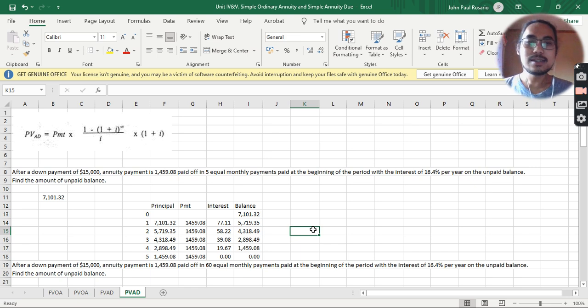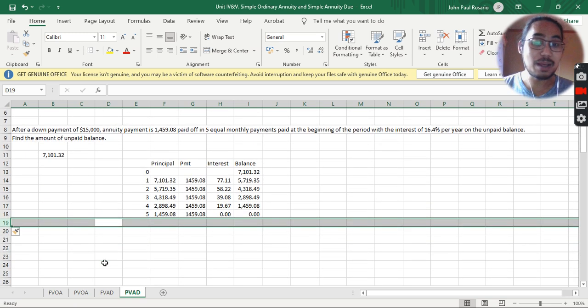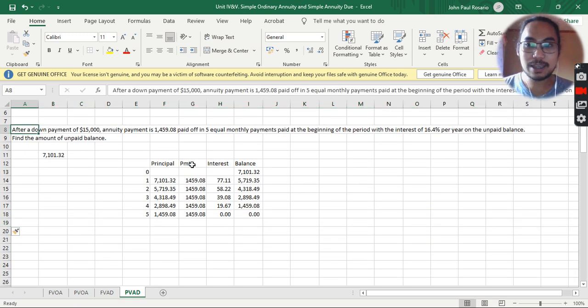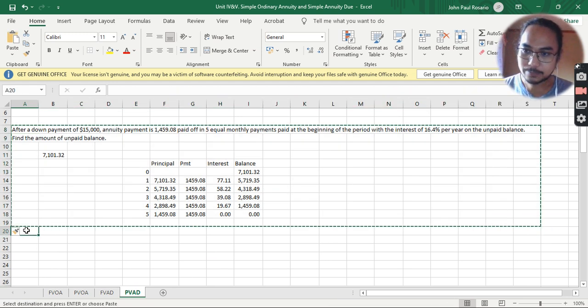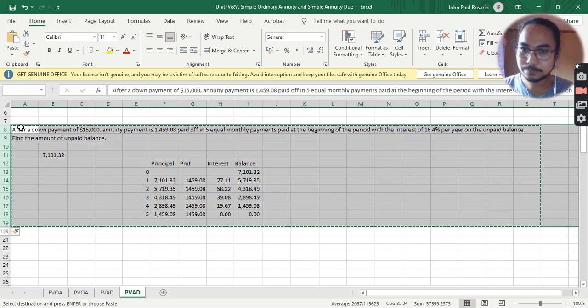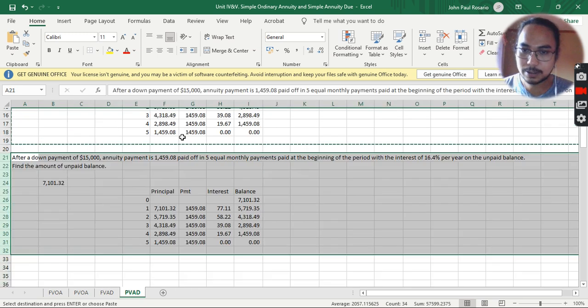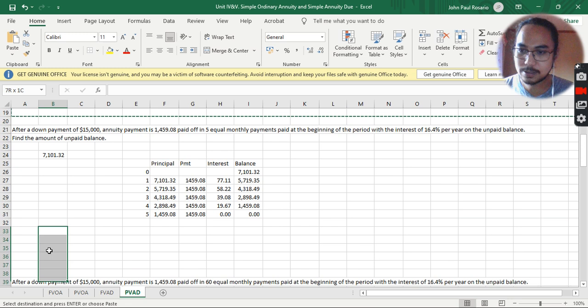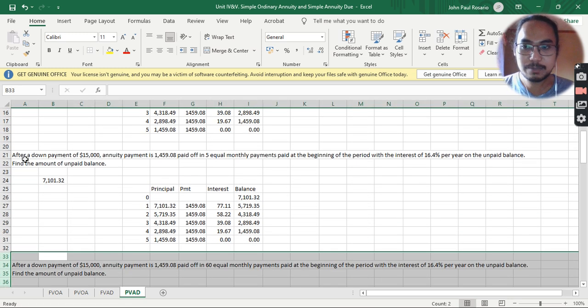Okay. So, sir, can we also have an example of a problem with amortization but ordinary annuity? Okay, so let's do that. Let me just remove this extra cells here. Okay. So, after a down payment of 15,000, annuity payment.